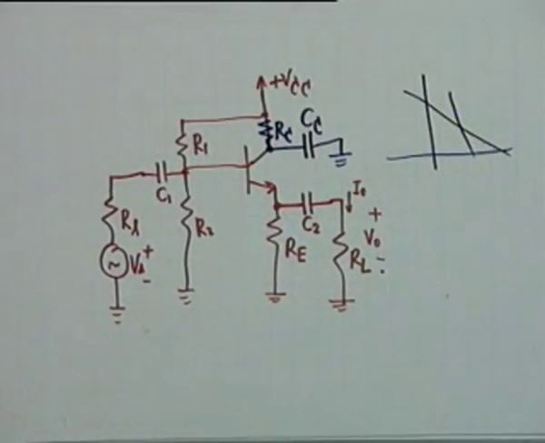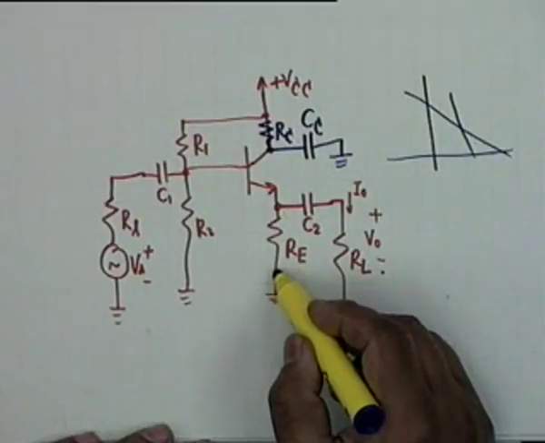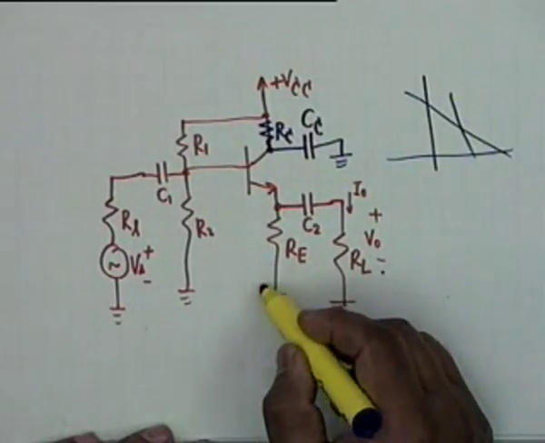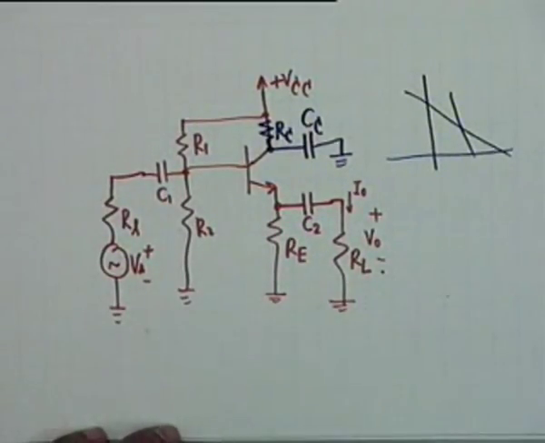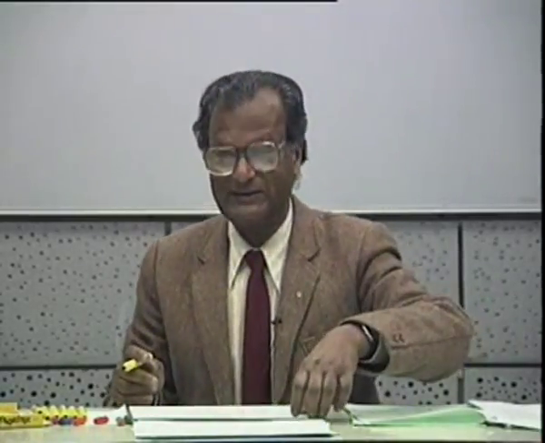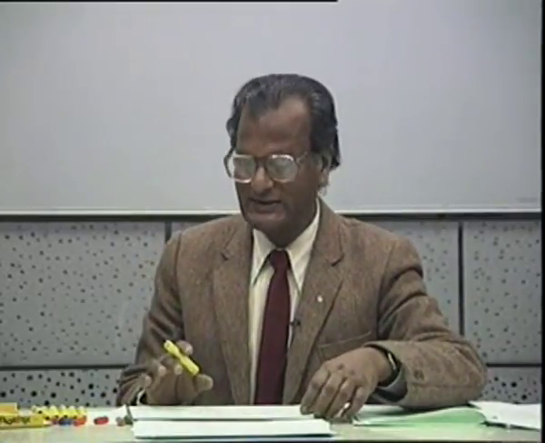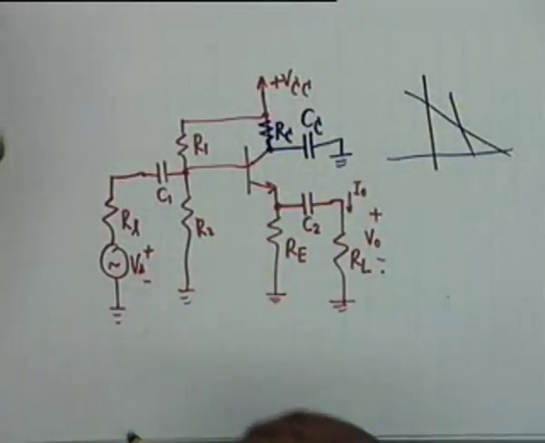Correct. What he says is, suppose you used another resistance here and bypassed it. Yes, we can do that also. Okay, that's a good idea. So this is the circuit. As far as AC is concerned, this point is at zero potential.